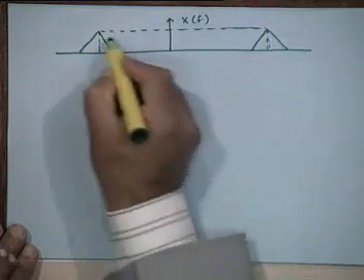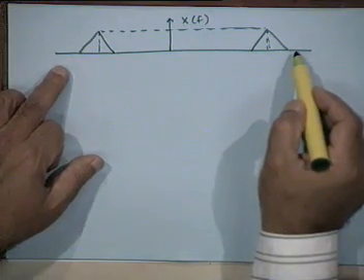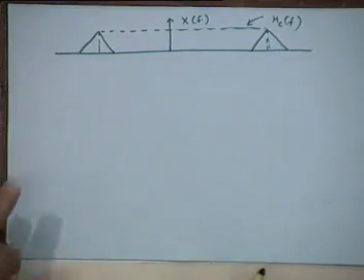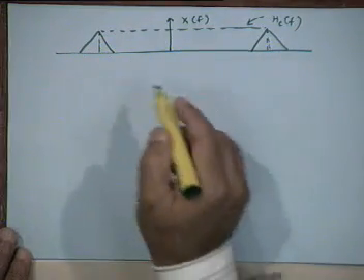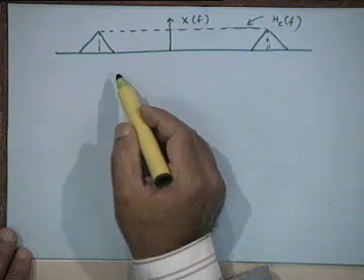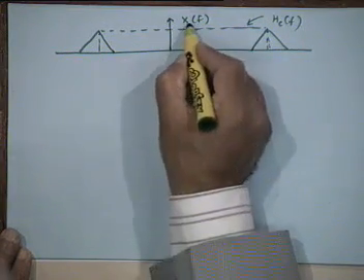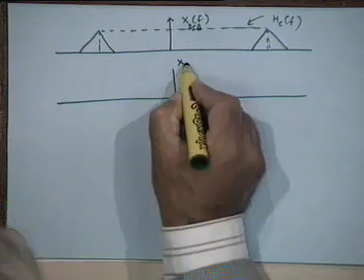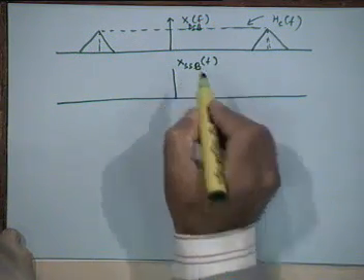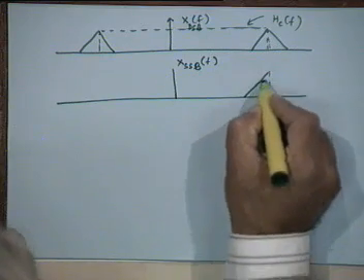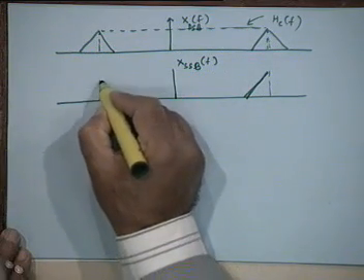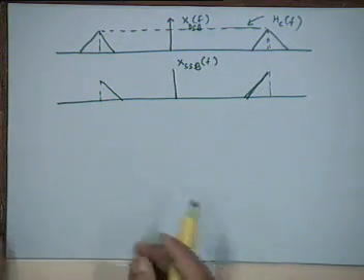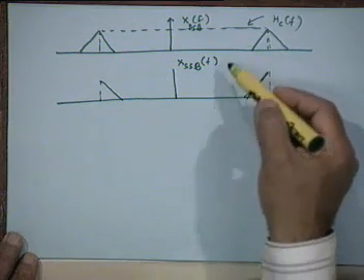So I must multiply the message spectrum, which looks like this, with the transfer function of an ideal low pass filter, which looks like this, and that will give me the lower sideband signal. So this is X DSB in the frequency domain. The corresponding X SSB spectrum would therefore look like this, after this low pass filtering. So this is the process through which the SSB waveform is generated in the frequency domain.